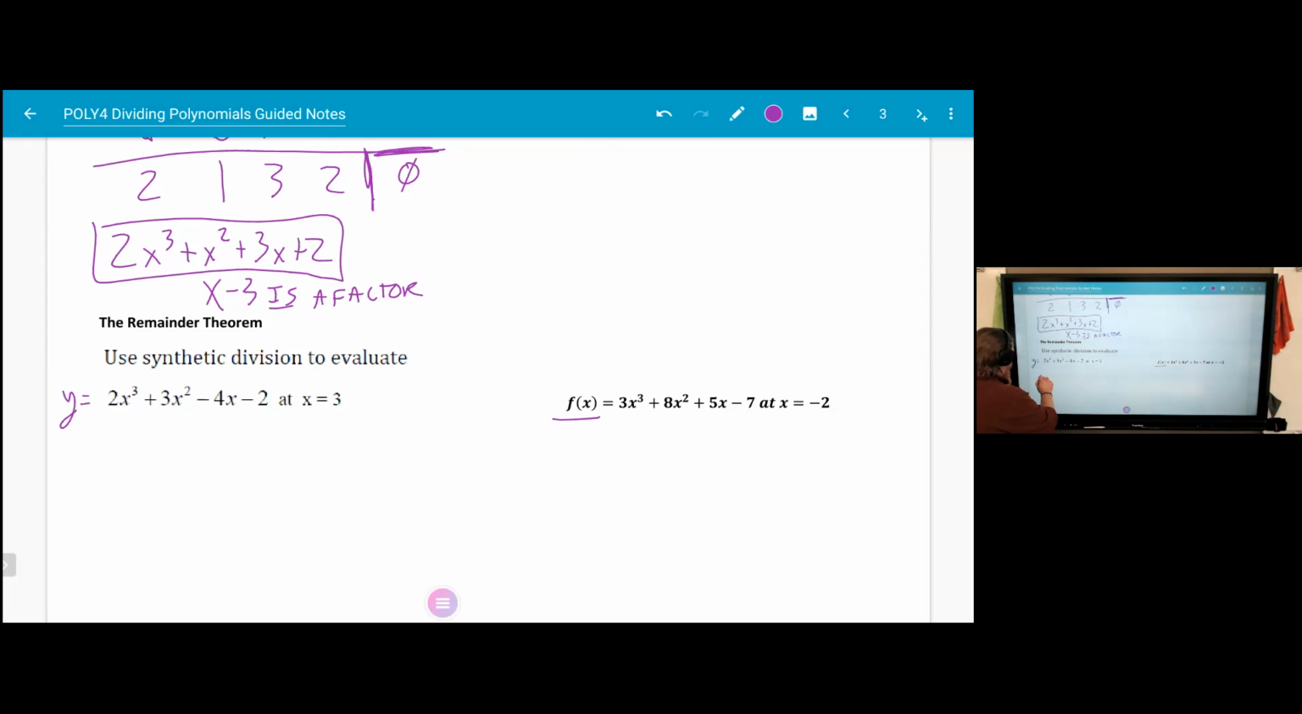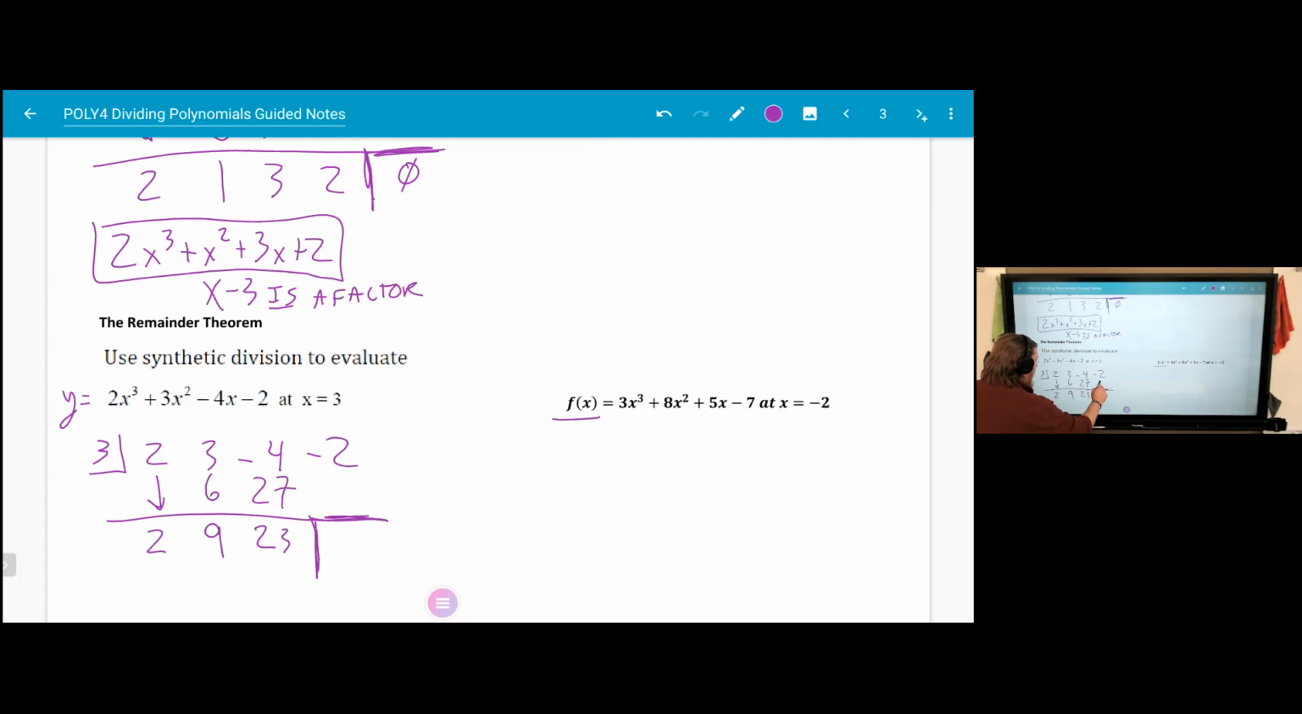So x is 3, 3 is what goes in the house. I've got 2, 3, -4, and -2 as my coefficients. Get that remainder box ready. If I drop the 2 down, I've got 2. 3 times 2 is 6. I'm going to put that there. Add those two things together, I get 9. It's getting big, but it's supposed to. 3 times 9 is 27. -4 plus 27, that would be 23. If I multiply those two things together, -2 plus 69 gives me 67. My remainder in this is 67.